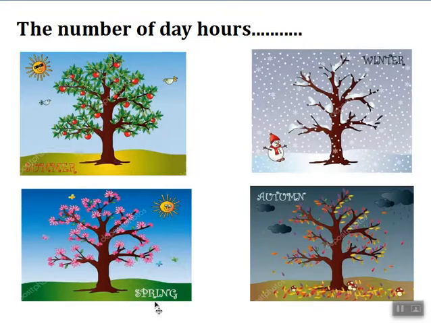So now, what about the number of day hours in these 4 seasons? For example, here in the summer, compared to the number of night hours, which one is longer? The day is longer. The day hours are bigger in number than the night hours. While in winter, what about the number of day hours? They are less. The day is shorter than the night. While in the autumn and spring, the number of day hours is equal to the number of night hours. The day and night are equal in length.